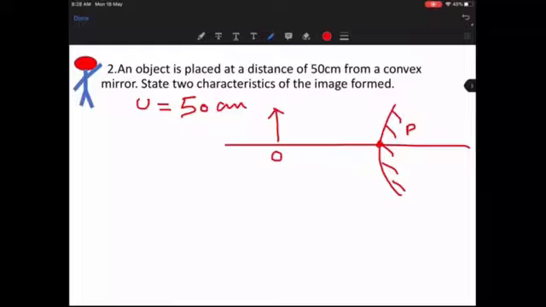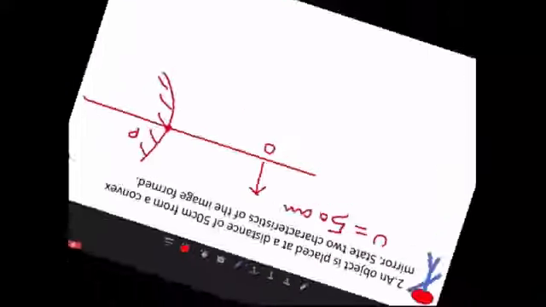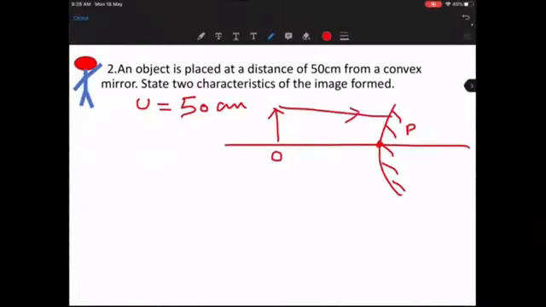So what is going to be the nature of the image formed? How are the rays going to look? The first ray is going to travel like this, and then it is going to be reflected like this, so that it just appears to pass through this focus. Correct? The second ray is going to go like this, in such a way that it passes through the center of curvature. So where these two lines will actually appear to meet here. Okay.